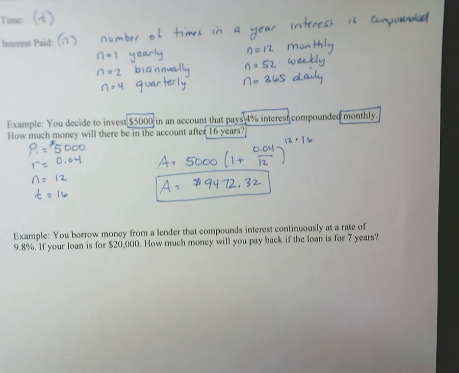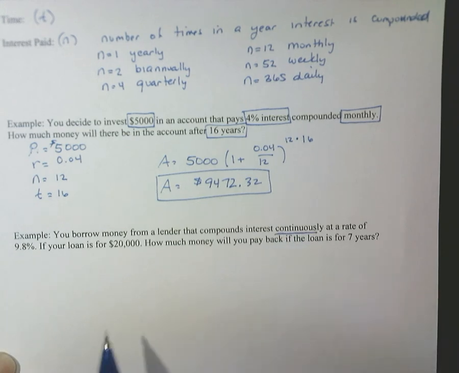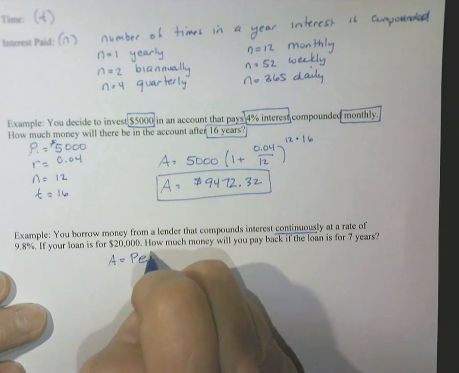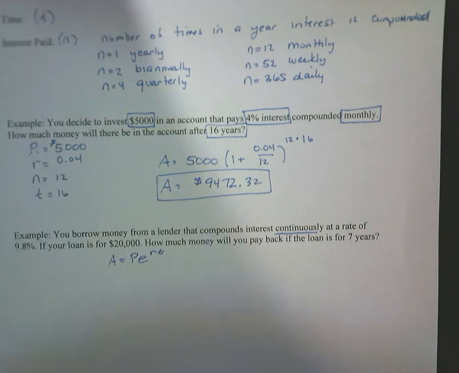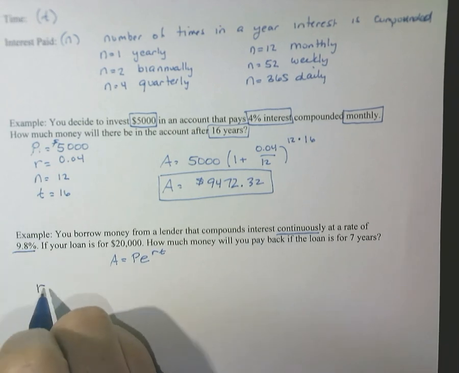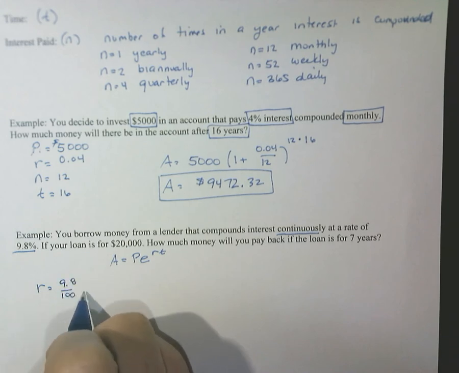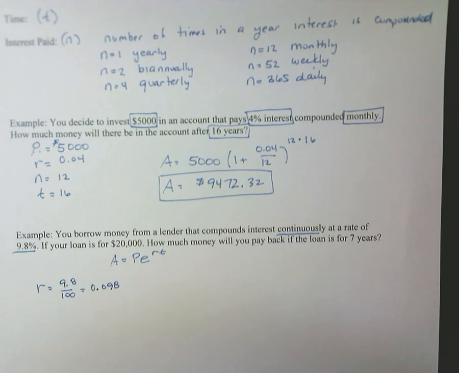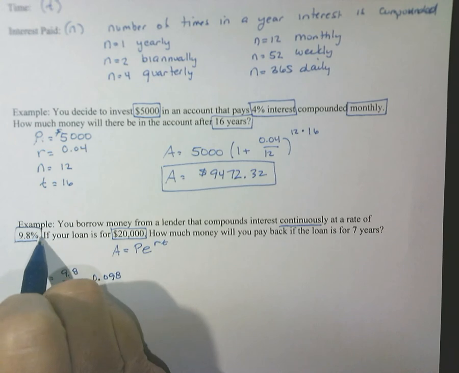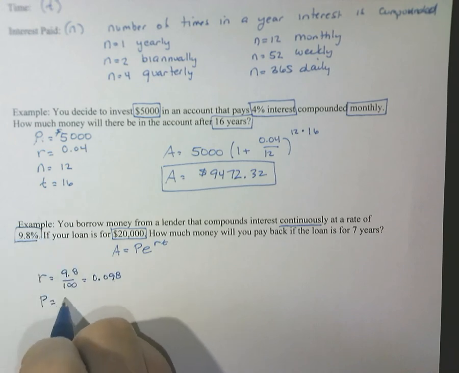Okay, another example. Say I want to borrow money from a lender that compounds interest continuously. When it says continuously, that's important. That means I want to use the formula A equals P e^(rt). So r and t are the exponent. It's a rate of 9.8%, so I know my rate is equal to 9.8 divided by 100, so 0.098. The loan is for $20,000, so I know my principal is $20,000.